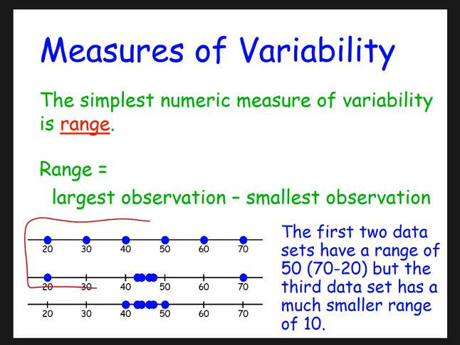But the range does not distinguish between these first two sets, and I would say there's definitely different variability. The top one is more spread out than the bottom one. The bottom one's more concentrated in the center there.